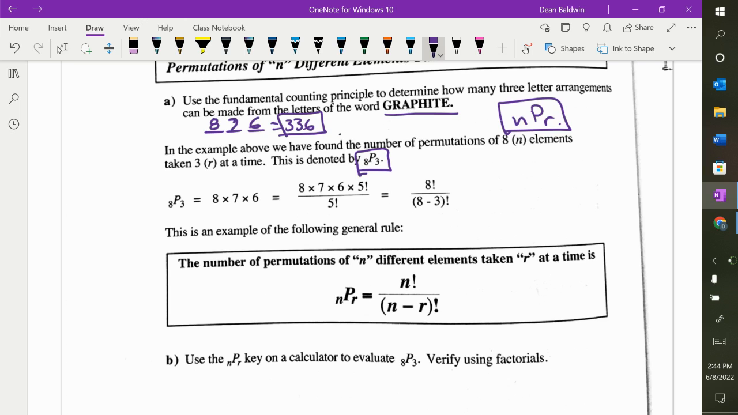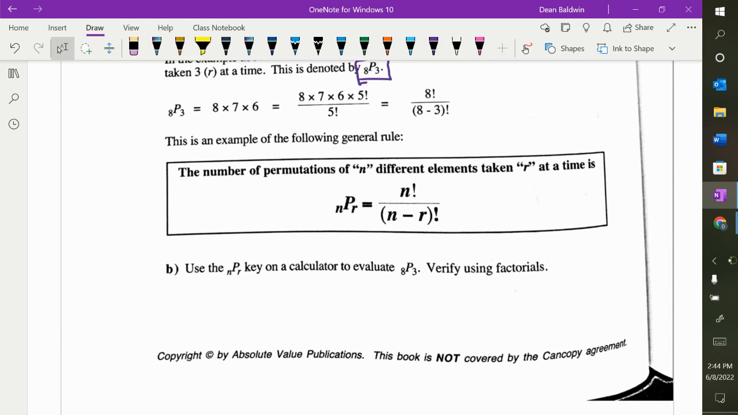Okay, let me find it. It's easy. Just number, nPr. We got 336. All right. Did people get that?